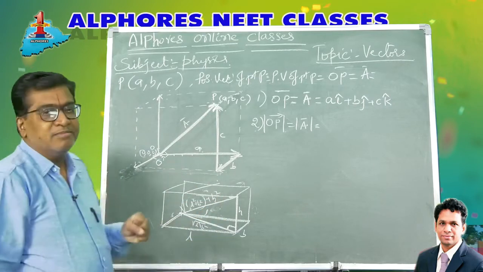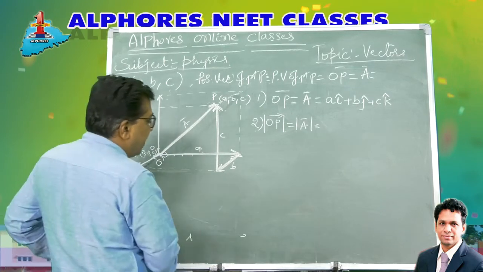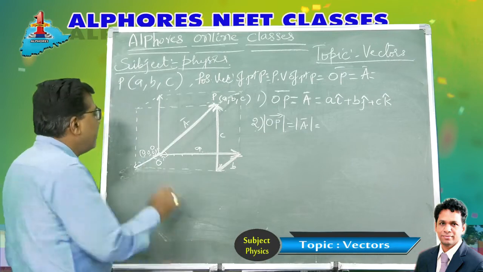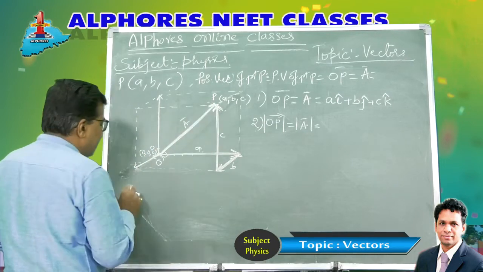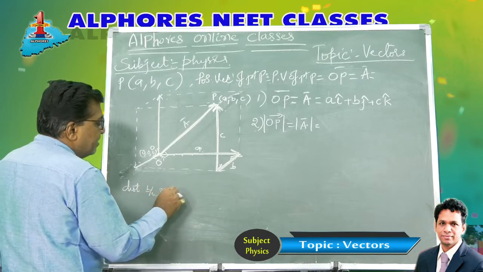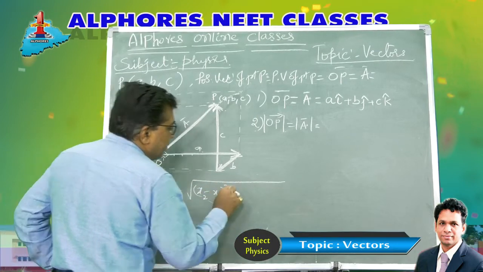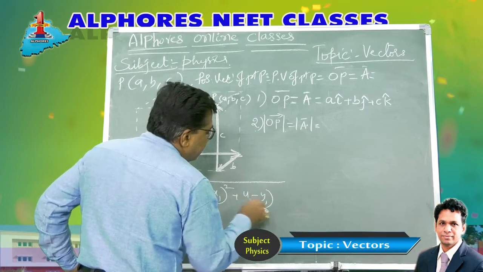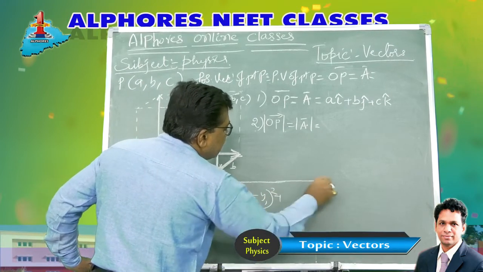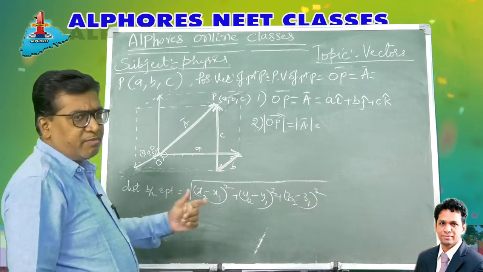This is one method. You can find this by geometry, or you can find it by analytical geometry, like coordinate geometry. Distance between 2 points, length: you know the formula is under root of (x2 minus x1) whole square plus (y2 minus y1) whole square plus (z2 minus z1) whole square. You can even find it by this method also.